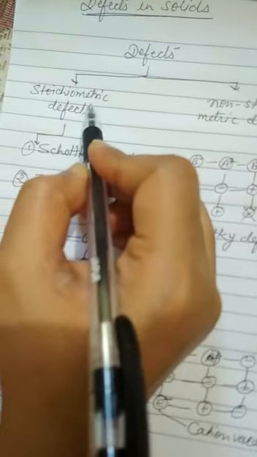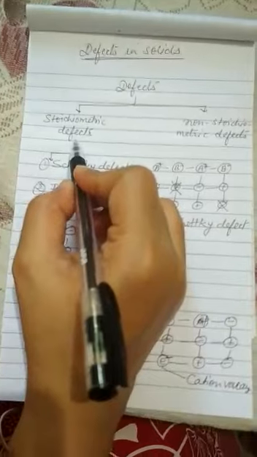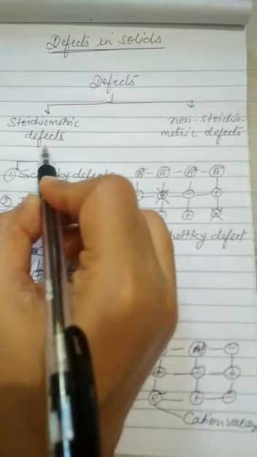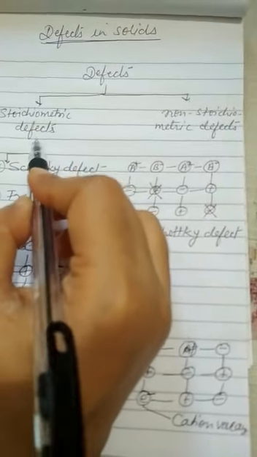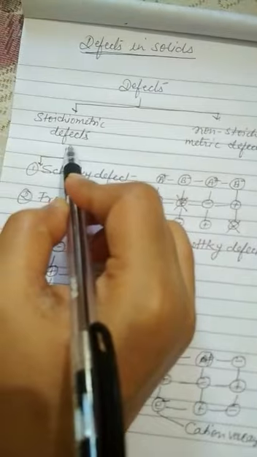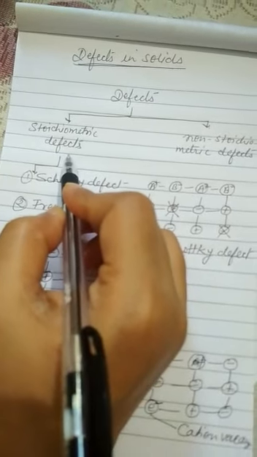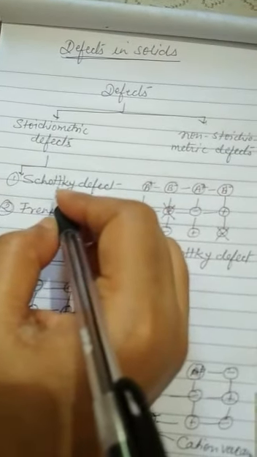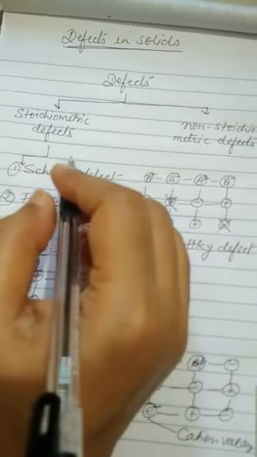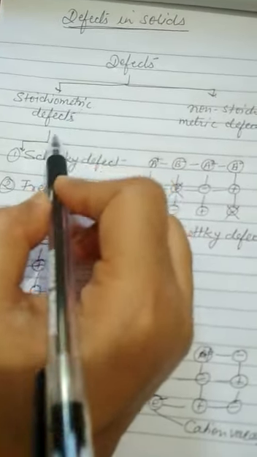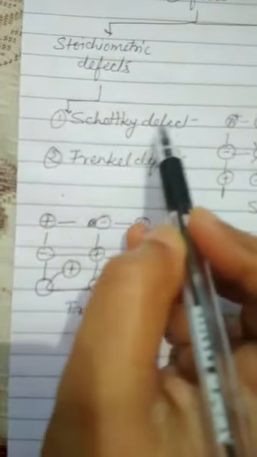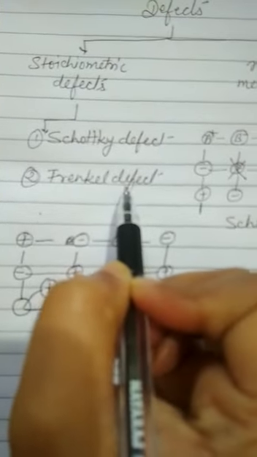Stoichiometric defects means when the ratio of the number of cations and anions is the same in the crystal, in a perfect crystal, then the defect is termed a stoichiometric defect. This defect is also known as point defect because in this type of defect some of the lattice points are unoccupied. The stoichiometric defects are again categorized in two main categories: Schottky defects and Frenkel defects.